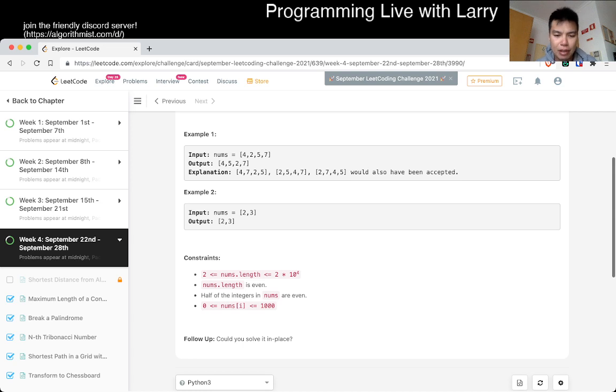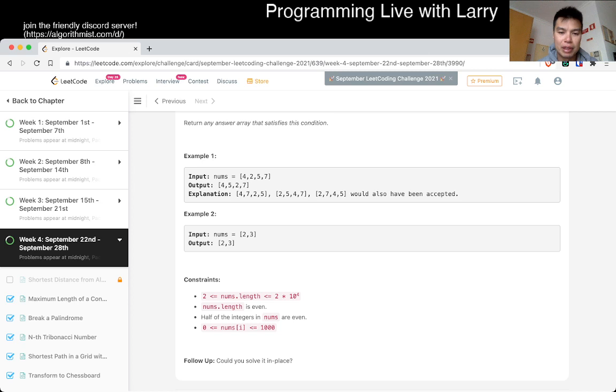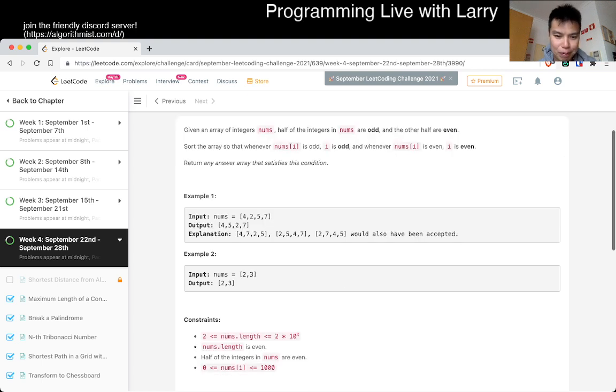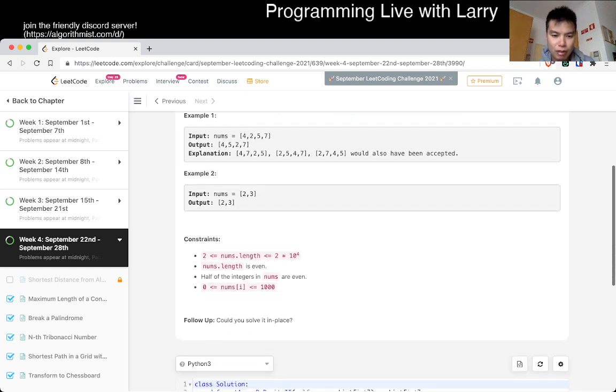So n is 2 times 10 to the fourth, so any n squared type algorithm is going to be too slow. Whenever nums[i] is even, i is even. Sorry, I'm just having an understanding issue right now, but that's okay. Half of the integers are even, okay.